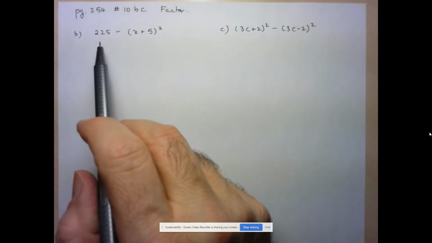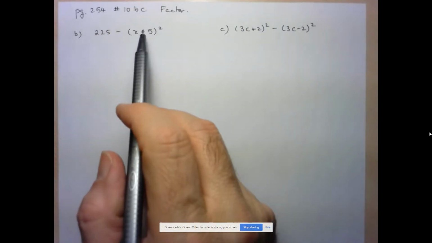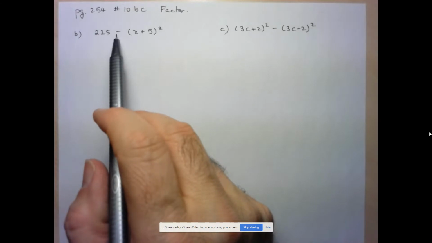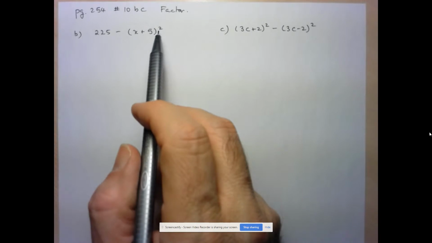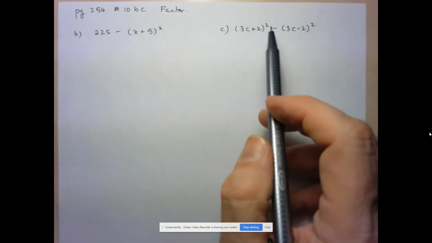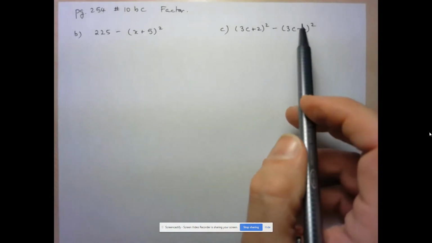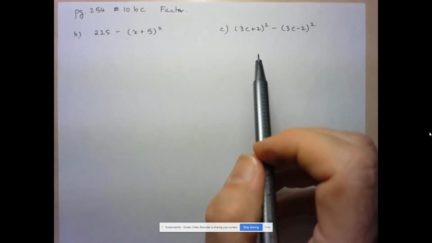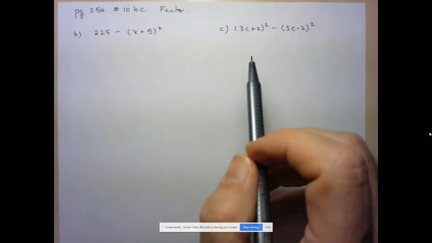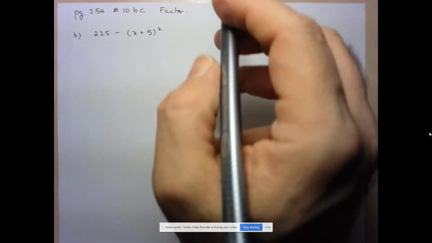see an expression that's made up of two other expressions and a subtraction in between, this one here, I have 225, I have x plus 5 squared, a difference between them. Same thing here, 3c plus 2 squared, 3c minus 2 squared with a difference between them. You should be asking yourself, can it be factored as a difference of squares? So let's recall what a difference of squares looks like.